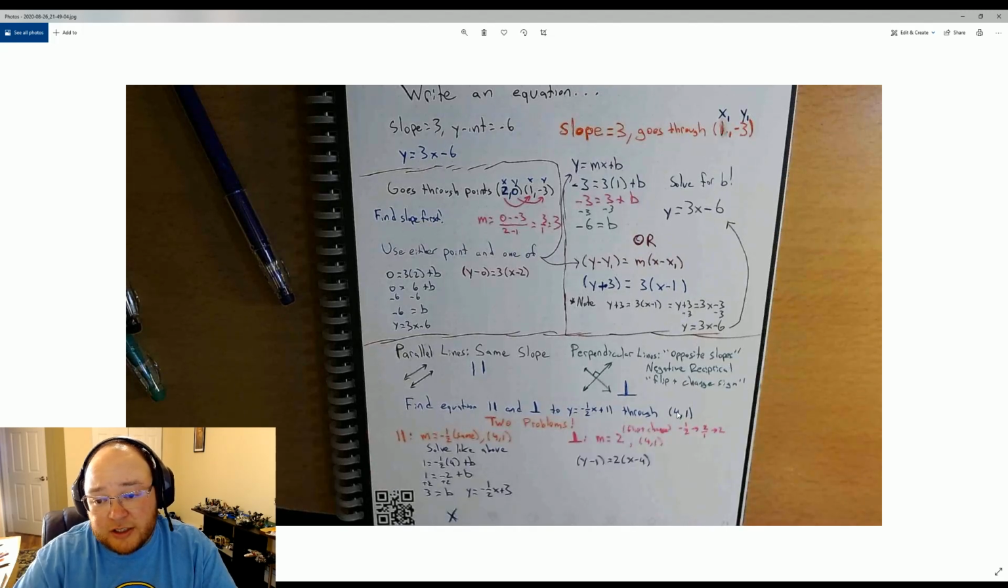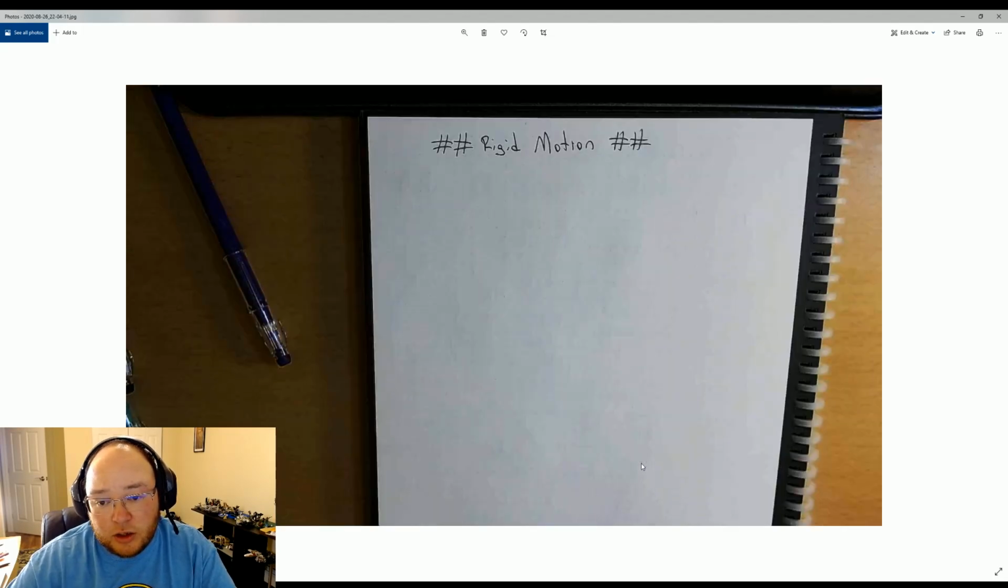Now if you just wanted to use point slope formula, you're literally just going to plug it in. Y, opposite of 1 is -1, equals 2, because that's the slope. X, opposite of positive 4 is -4, and you are done.